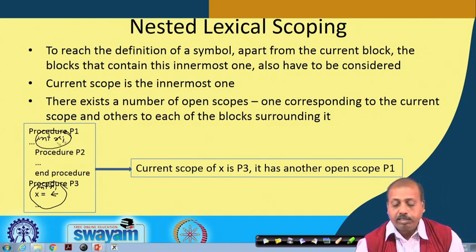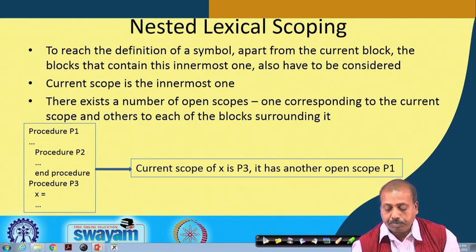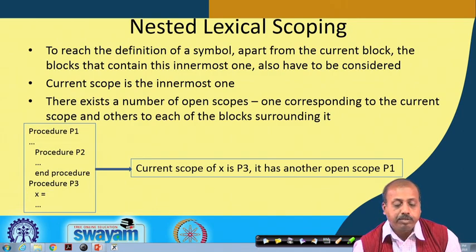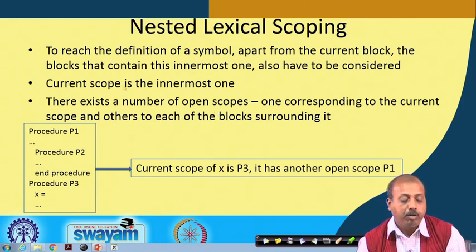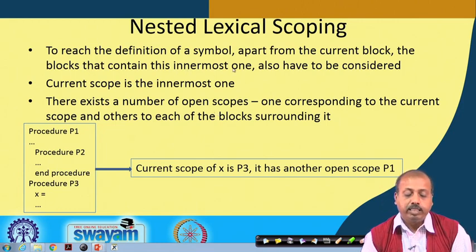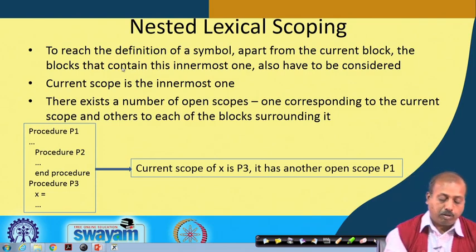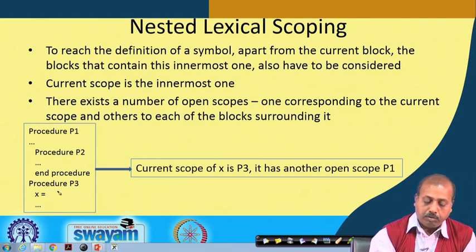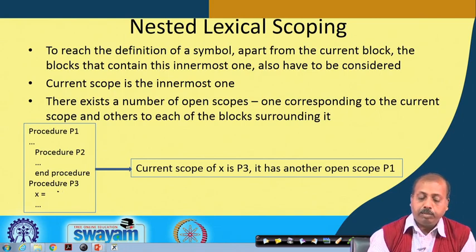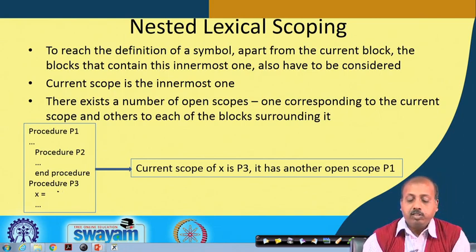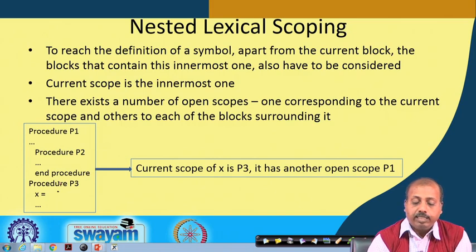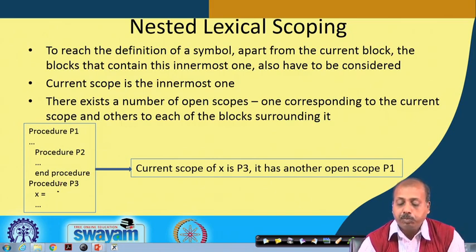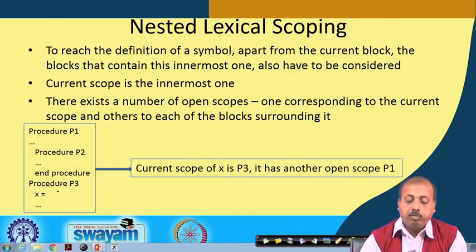So, to reach the definition of a symbol apart from the current block, the blocks that contain this innermost one also have to be considered. It is not that we look only in procedure P3, but we also look into the other surrounding blocks. So, the current scope is the innermost one, and there exist a number of open scopes, one corresponding to the current scope and others to each of the blocks surrounding it.